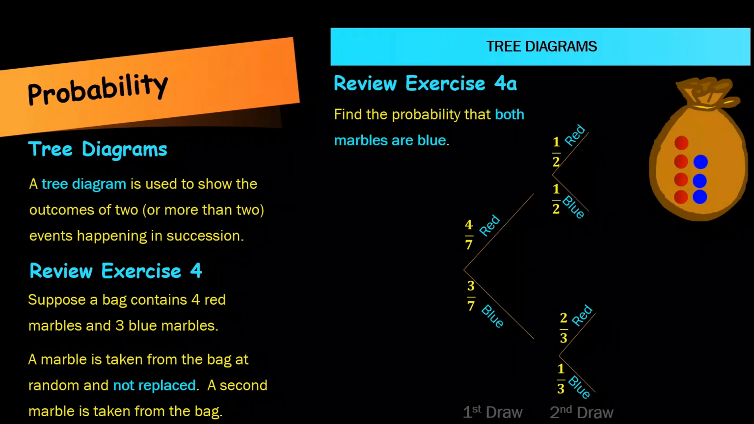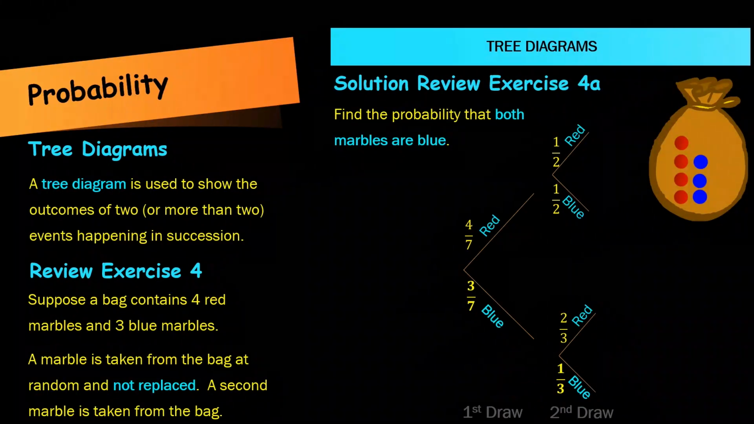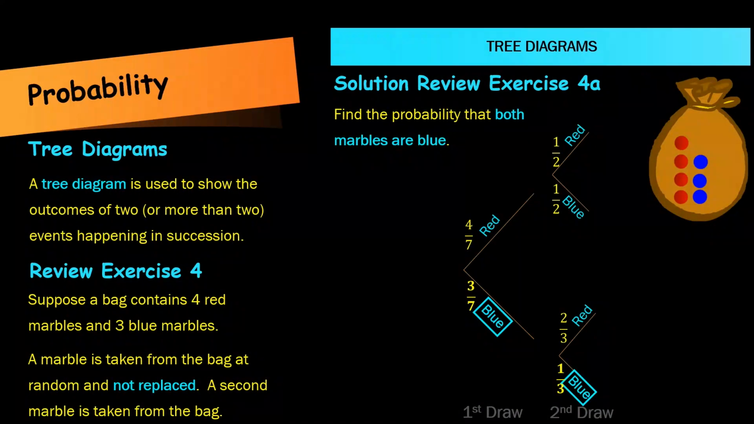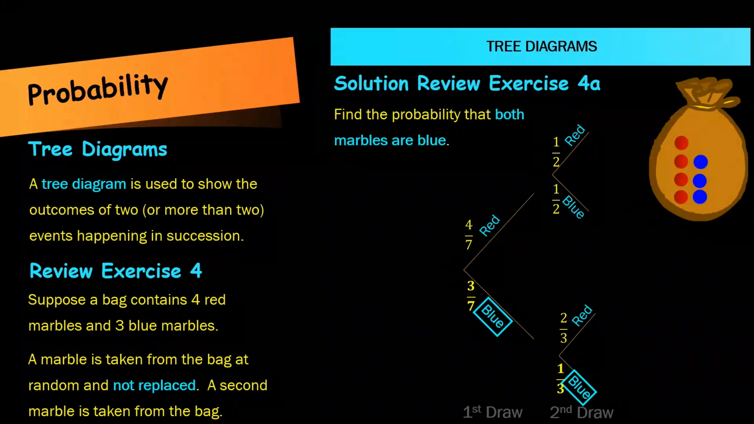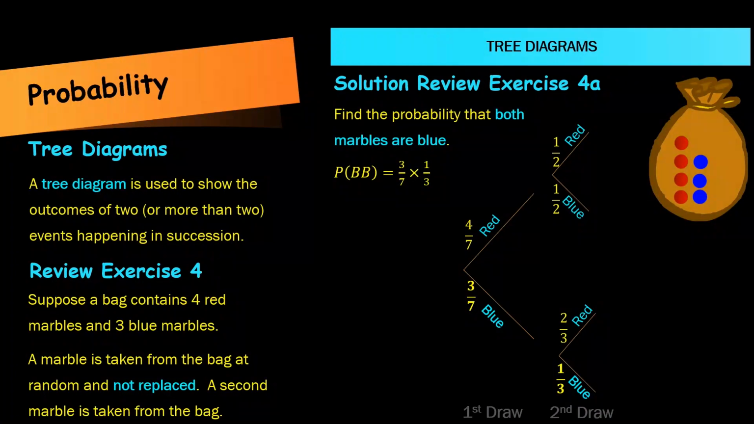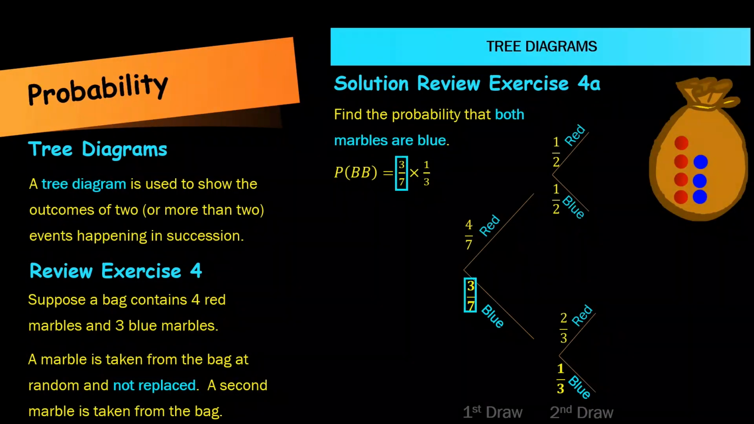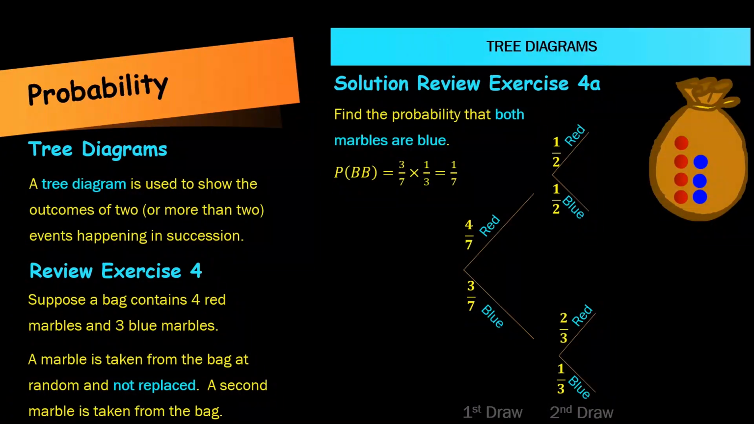And now we can find the probability that both marbles are blue. So if we have both marbles being blue, we go down the highlighted route as shown in the diagram. Blue followed by blue. Therefore, the probability of blue is 3/7 times 1/3, which is equal to 1/7.